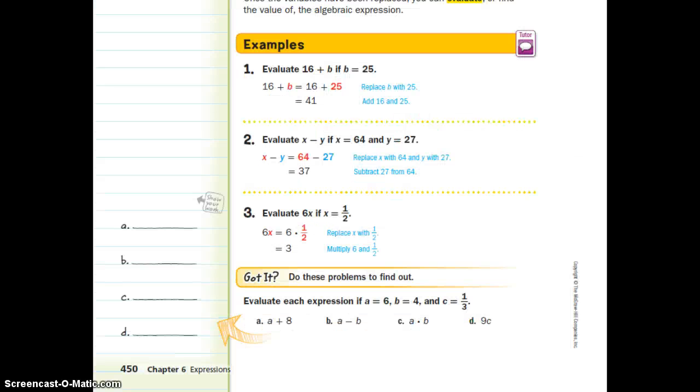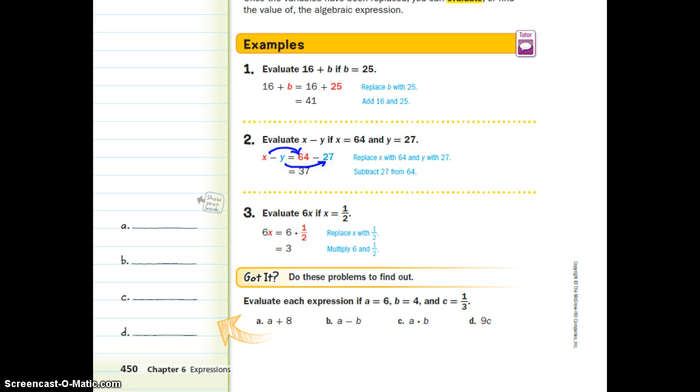In example number 2, I have x minus y. And again, that's not times minus y, it's x minus y, where x is 64 and y is 27. So again, I substitute my numbers in, and I have 64 minus 27, and I get the answer of 37.